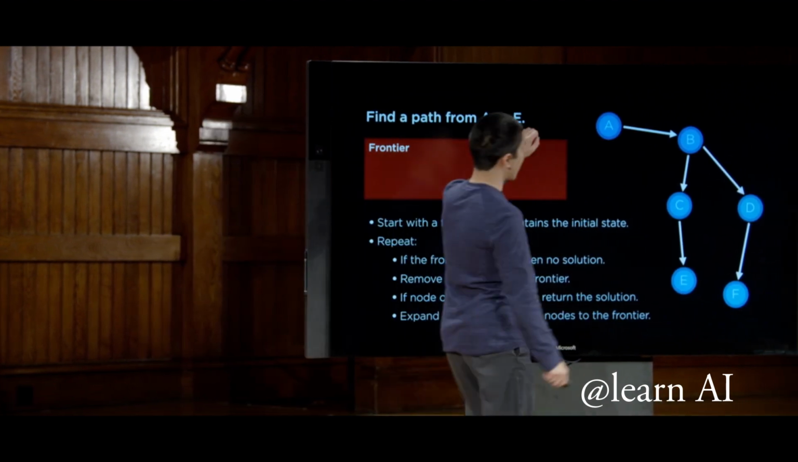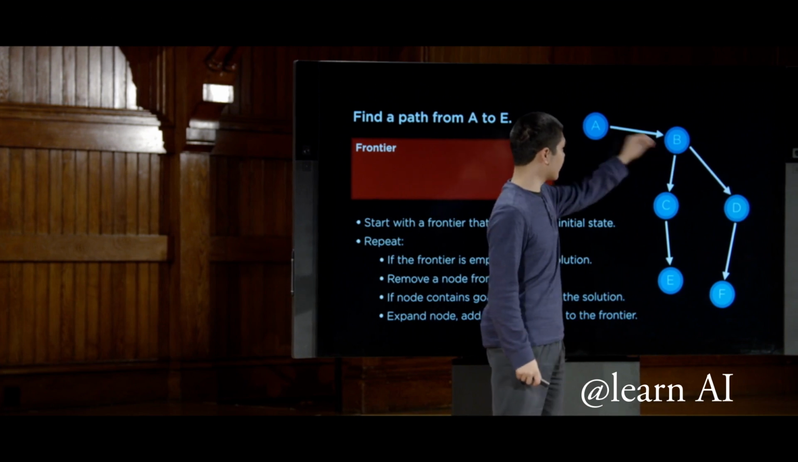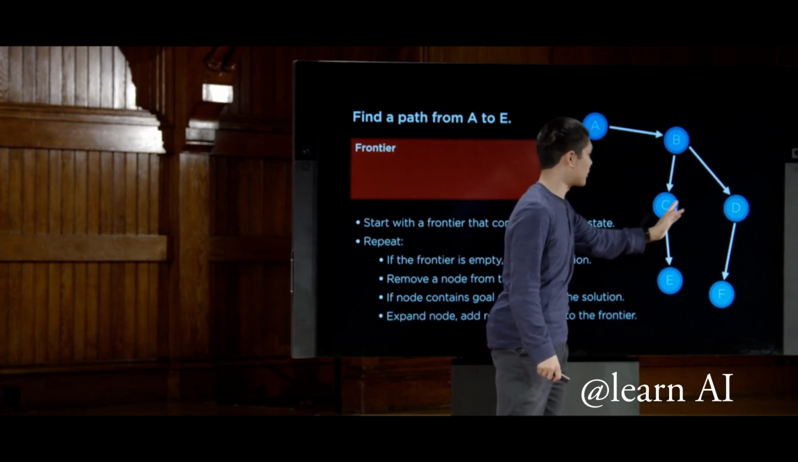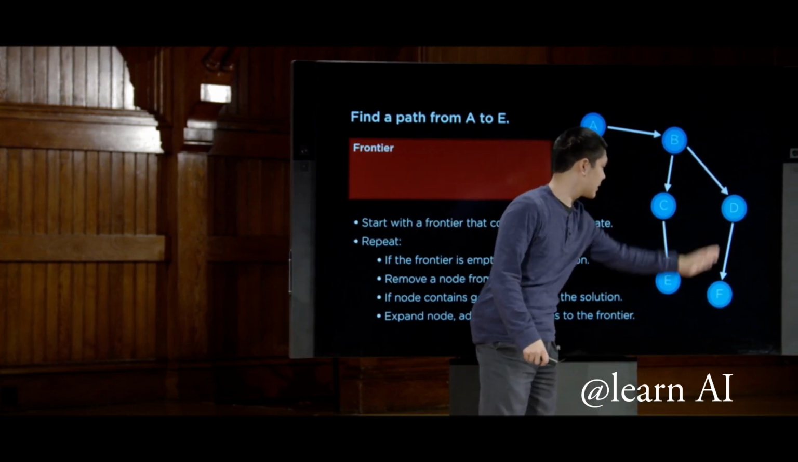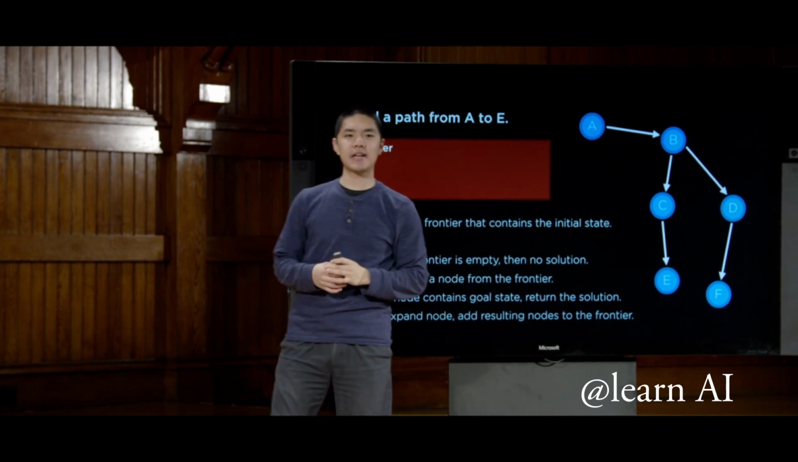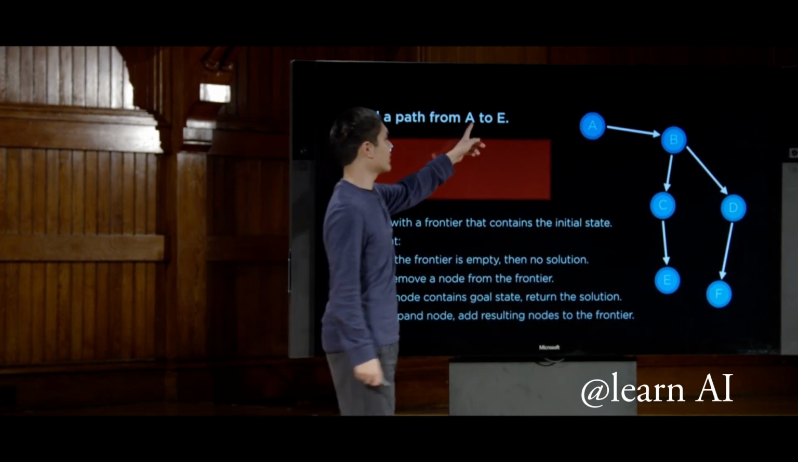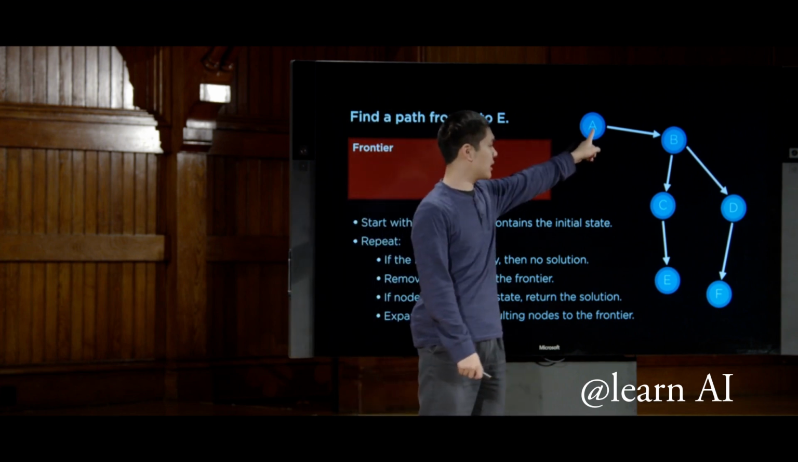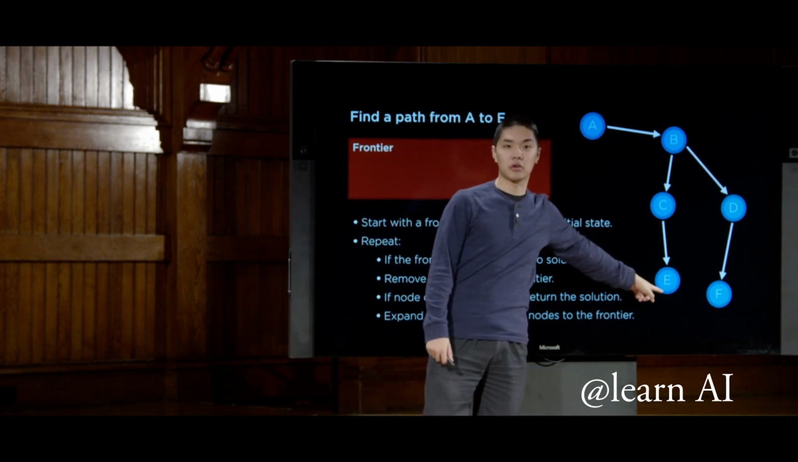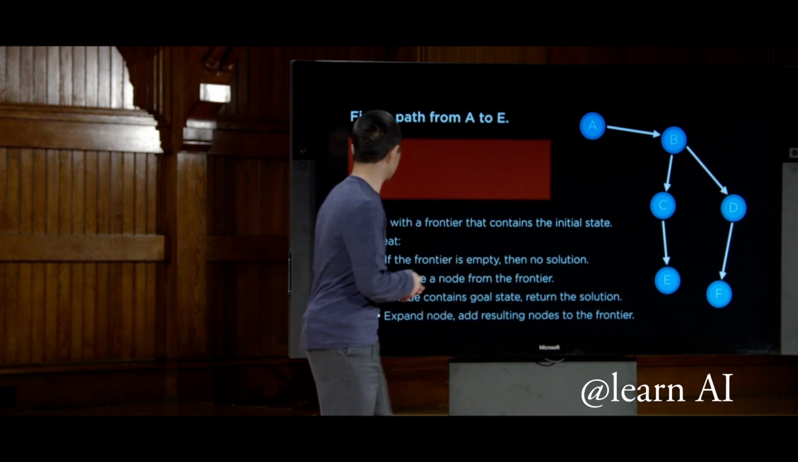So right here, I have a sample graph. A is connected to B via this action. B is connected to nodes C and D. C is connected to E. D is connected to F. And what I'd like to do is have my AI find a path from A to E. We want to get from this initial state to this goal state. So how are we going to do that?